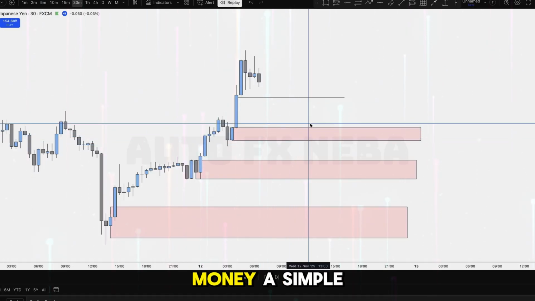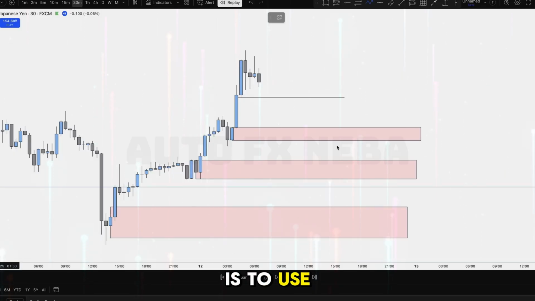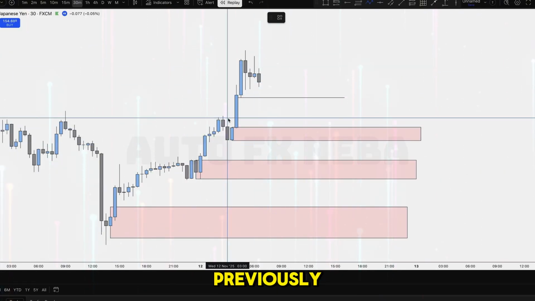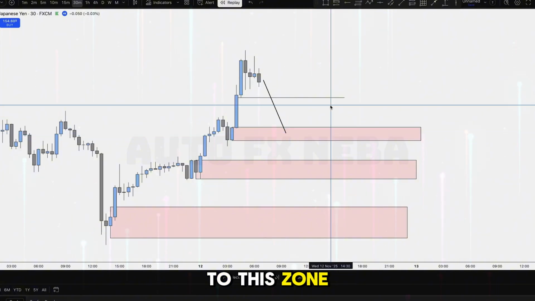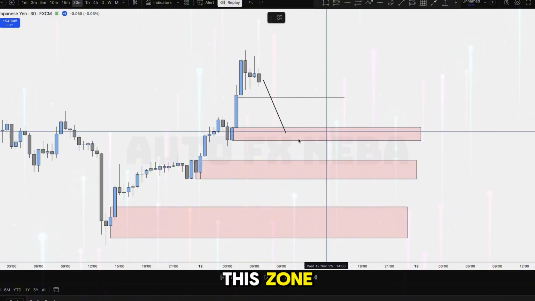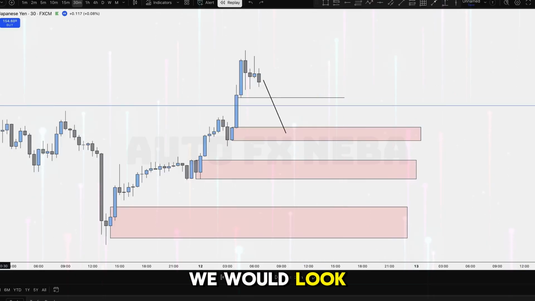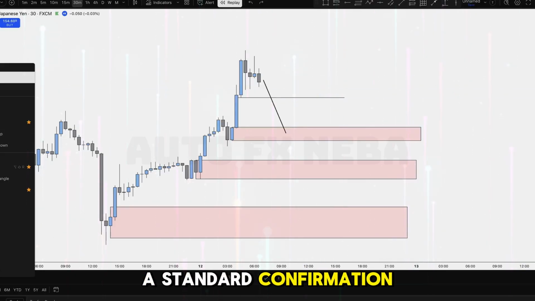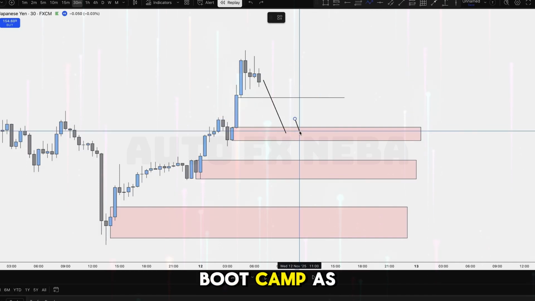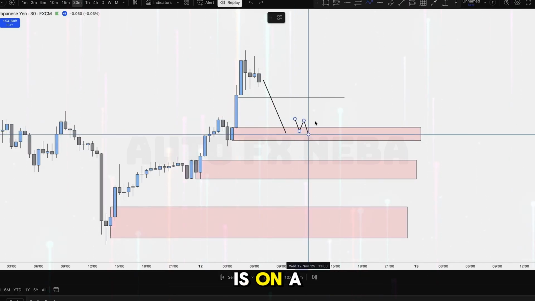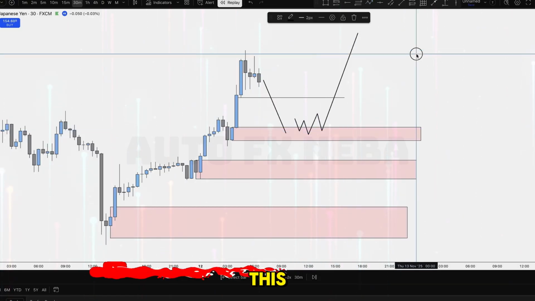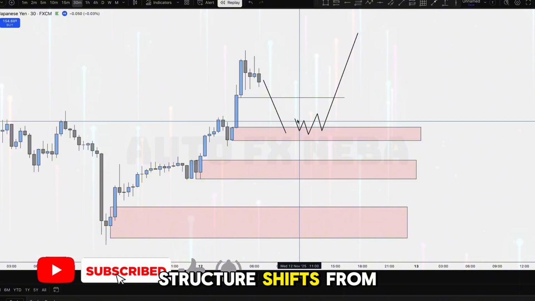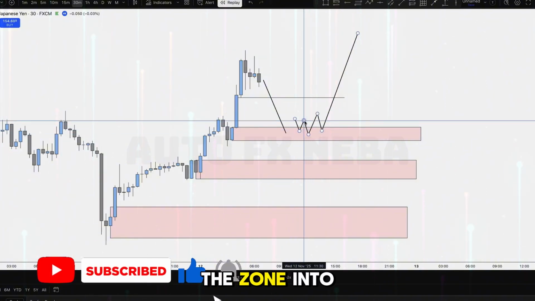Don't risk real money. A simple tip I will give you is to use some of the lessons we discussed previously in market structure and draw these over into your supply and demand concept. So if we were to see the market return to this zone, rather than just immediately buying from this zone and hoping that it goes up, we would look for a pattern that I call a standard confirmation, okay? I'm sure this will be discussed later in the bootcamp as well, but basically what we look for is, on a lower time frame, so here on the 30-minute we may go to the 15-minute to identify this, a point where the market structure shifts from lower lows and lower highs out of the zone into a higher high.